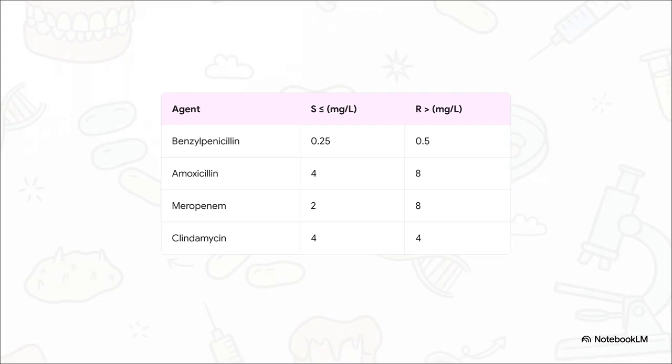Now, if we look at the latest EUCAST breakpoints, check out the values for benzylpenicillin. That gap between susceptible and resistant is razor thin, just one dilution. This just goes to show how exquisitely sensitive this organism usually is. Its MICs are typically rock bottom low, which makes penicillin the absolute drug of choice.